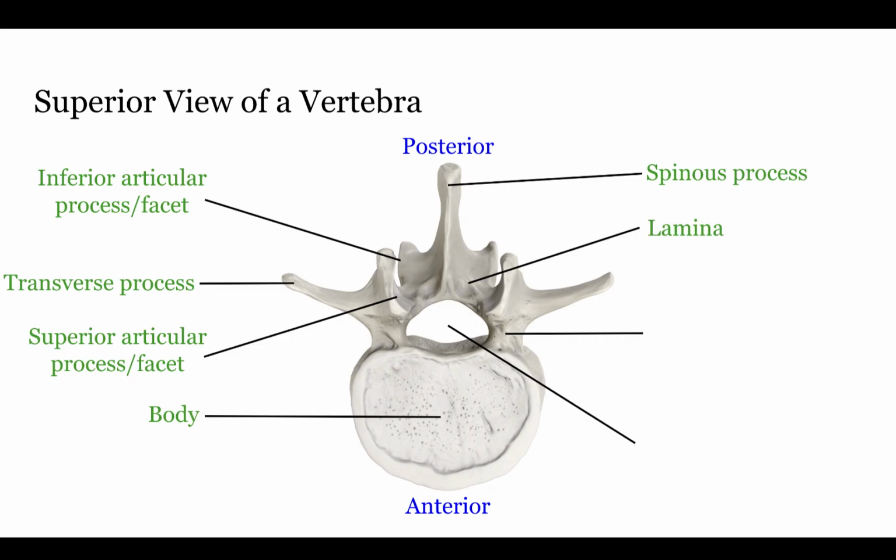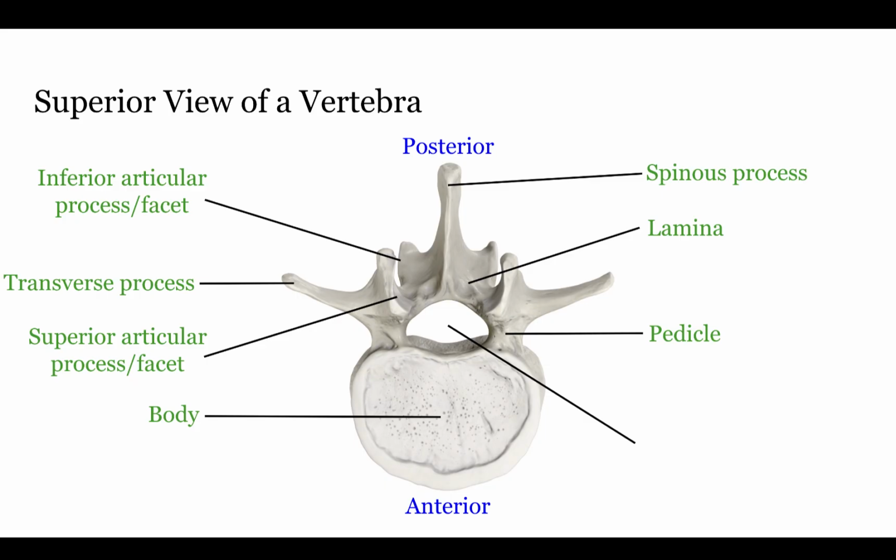Moving on, we have the lamina. The lamina directly translates to flat plate. This is something that's a little more evident when we take a look at the vertebra from a different view. Moving on, we have the pedicle. The pedicle means little foot or small stalk. Together, the laminae and the pedicles join to form the vertebral arch.